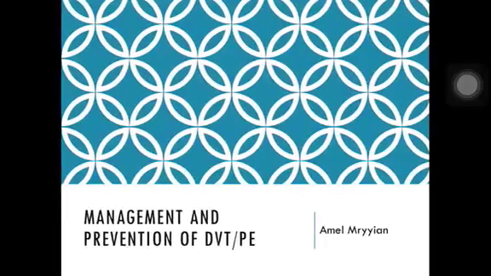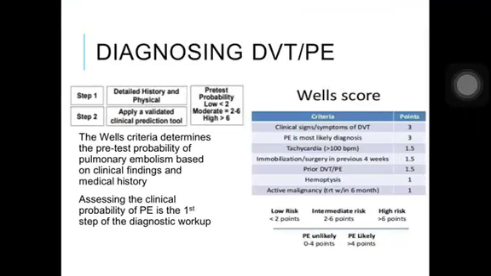Hello, my name's Emma Marianne, and I'm going to be talking about the management and prevention of DVT and pulmonary embolism. To diagnose DVT or pulmonary embolism, we must take a detailed history and physical exam and apply this information to a validated clinical prediction tool, such as Wells score, which determines the pre-test probability of pulmonary embolism based on clinical findings and medical history. Assessing the clinical probability is the first step of the diagnostic workup and determines what test to do next.